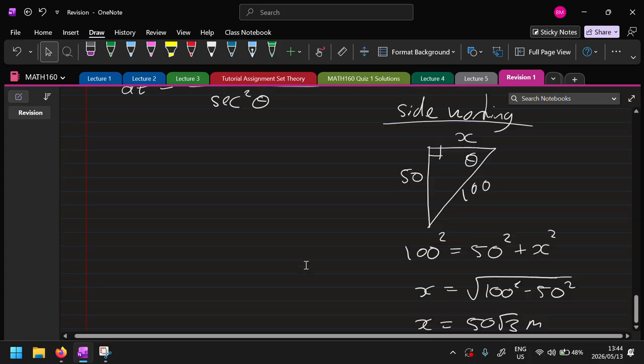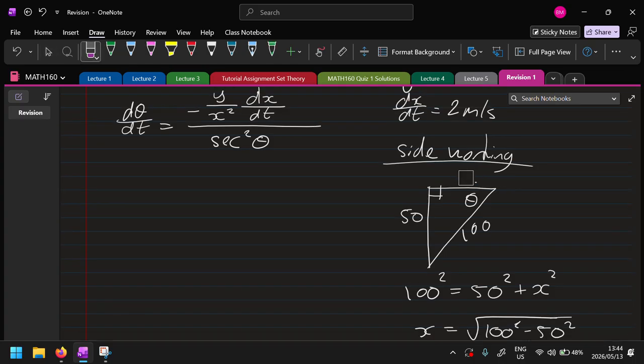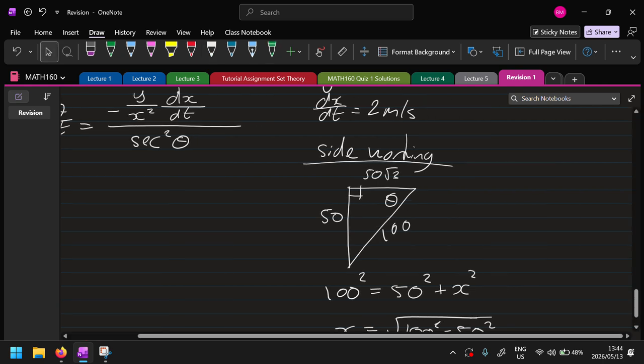Now theta. Well, there's theta over there. And now we know what x is, so we can put that in. Now pick your favorite trig ratio. What's theta going to be? Yeah, we can use tan. That's fine. So what's theta? Remember radians, please, not degrees.